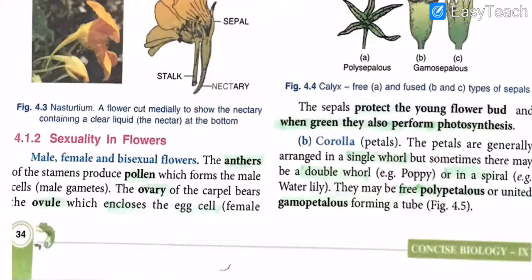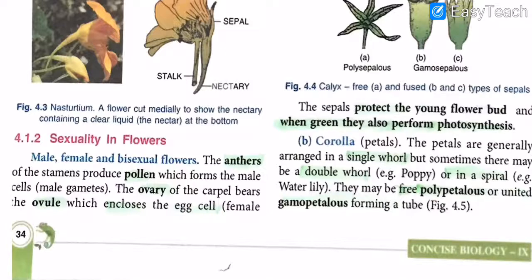Now let's move on to the next part, that is the sexuality in flowers. So male, female, and bisexual flowers. The anthers of the stamens produce pollen, which forms the male cells, the male gamete. As we all know, to reproduce, each organism needs to have some kind of male and female cells. Like in humans, right? The male gametes in humans are the sperms, and in females they are the eggs. But in the case of plants, it differs.